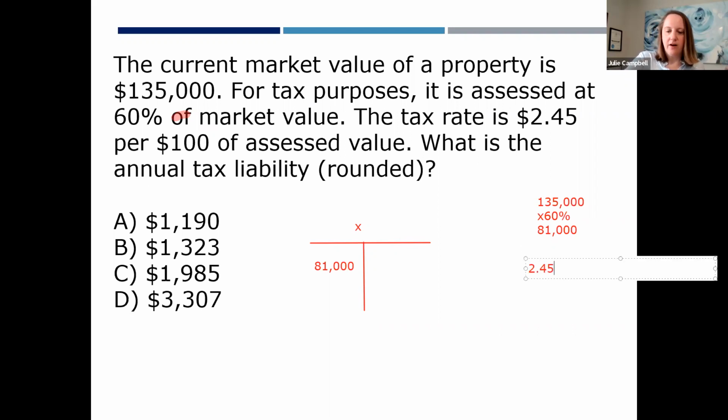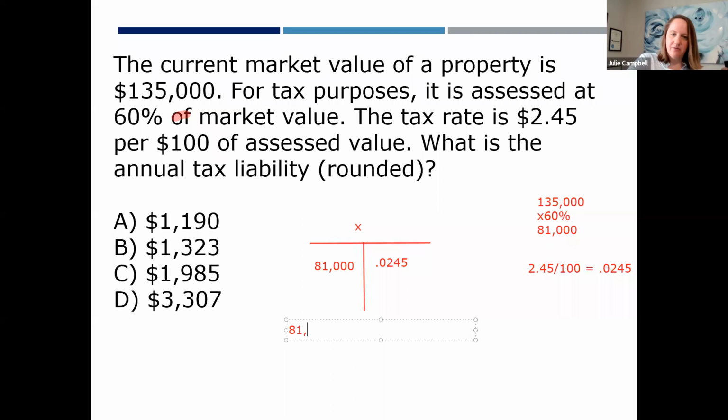So 2.45 per 100 is going to give me 0.0245. That's the number that goes in my T-bar. Up down line means multiply. So we take 81,000 times 0.0245, and we get an answer of $1,985 or C. Questions?